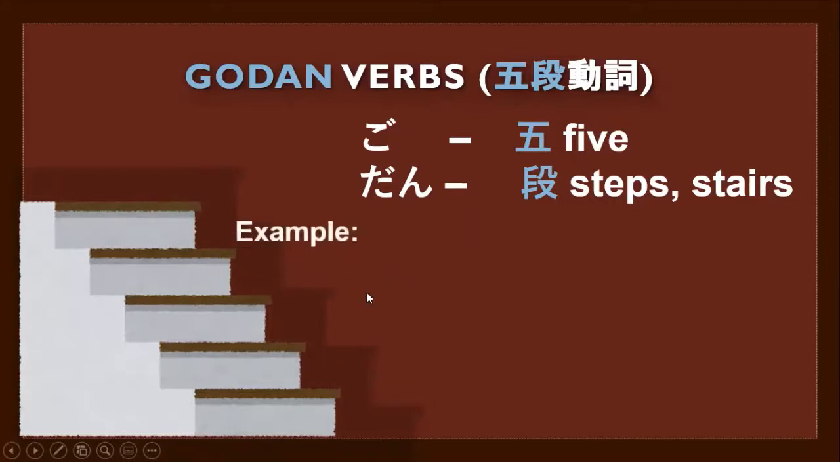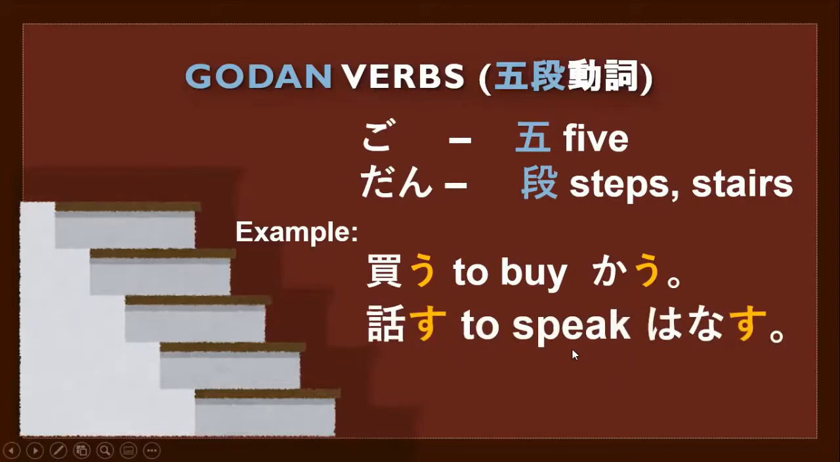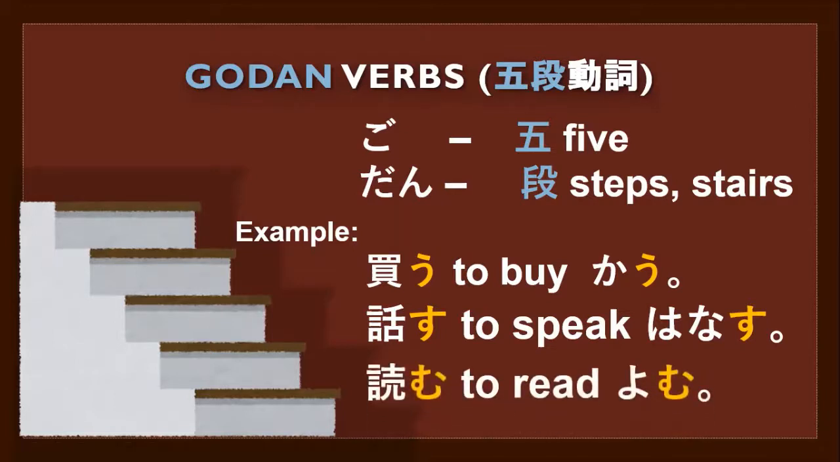I'll explain. Let us look at some examples of Godan verbs. This is kau. Kau is to buy. And to speak is hanasu. Very good. And to read is yomu. Very good. So kau, hanasu, yomu. Everything ends with u sound, and this is the basic form.